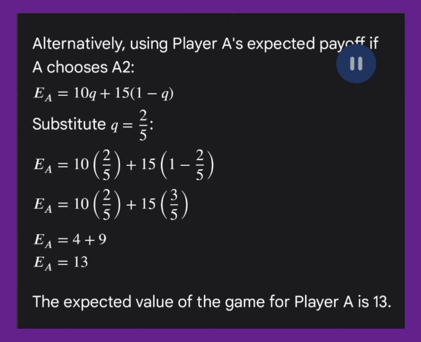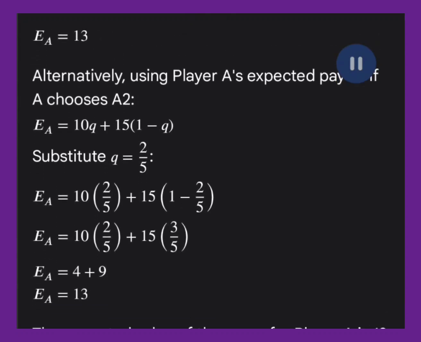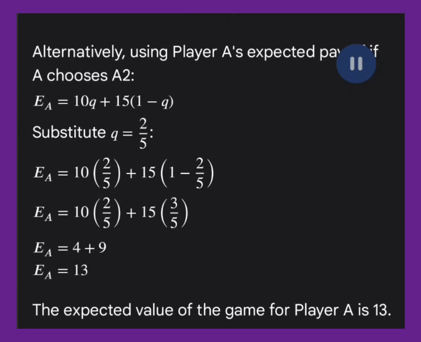Alternatively, using player A's expected payoff if A chooses A2, EA equals 10Q plus 15(1-Q). Substitute Q equals 2/5. EA equals 10(2/5) plus 15(1 minus 2/5), which is 10(2/5) plus 15(3/5). EA equals 4 plus 9. EA equals 13. The expected value of the game for player A is 13.